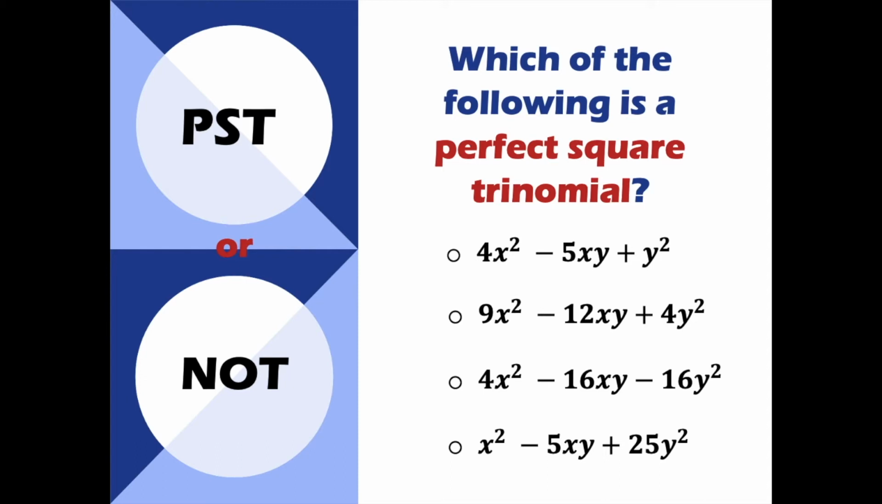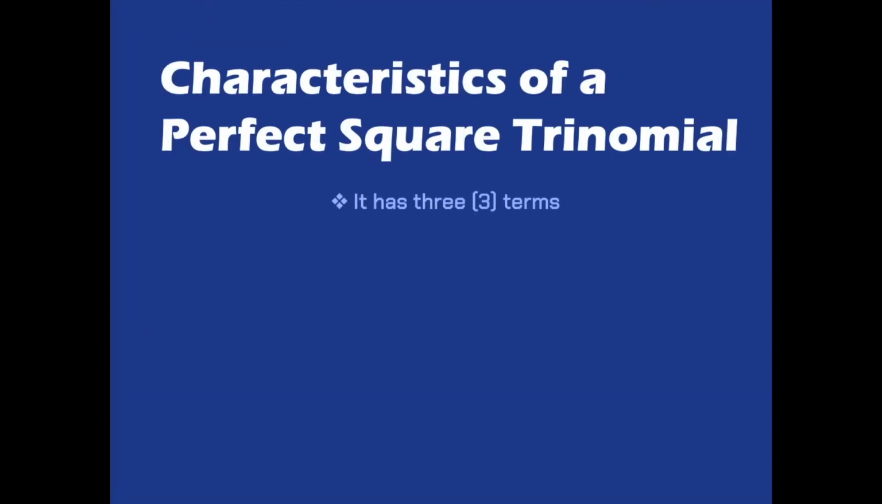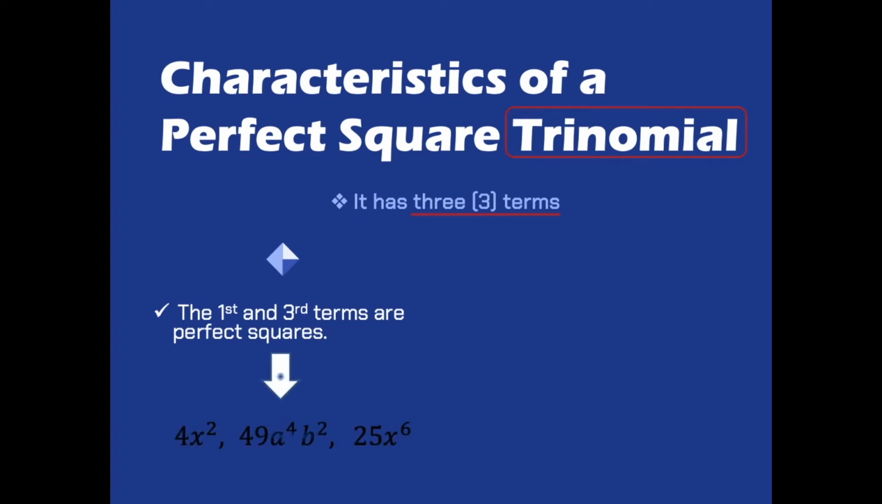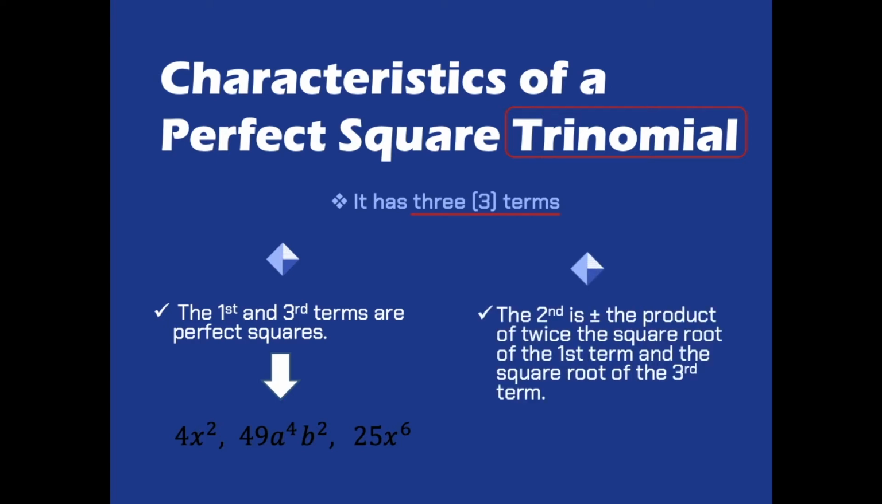To answer this question, let me first discuss the characteristics of a perfect square trinomial. From the word itself, it has three terms, in which the first and third terms are perfect squares, such as 4x squared, 49a to the fourth b squared, or 25x raised to 6. Whereas the second term is positive or negative, the product of twice the square root of the first term and the square root of the third term.